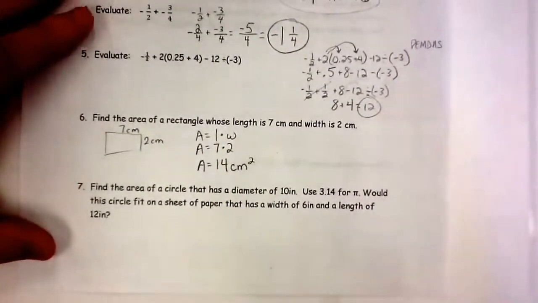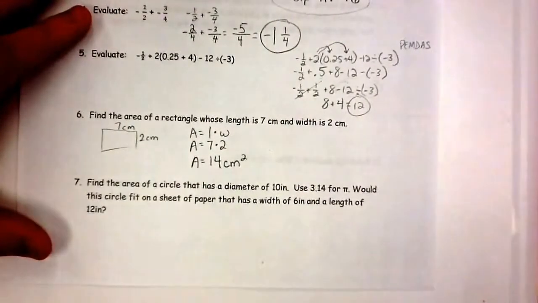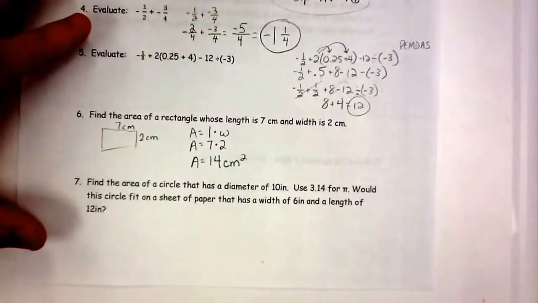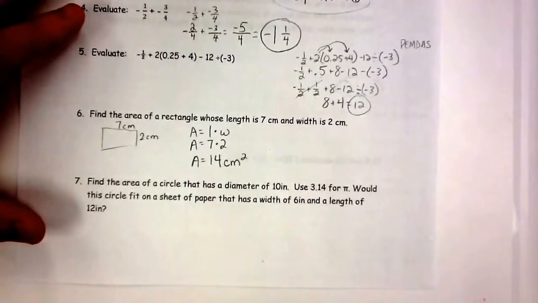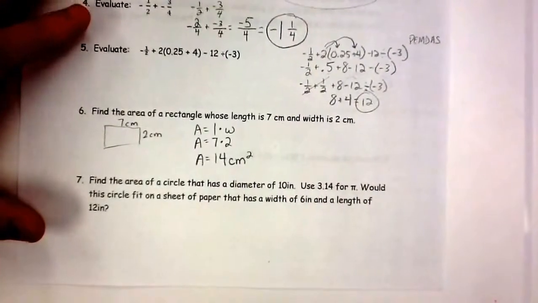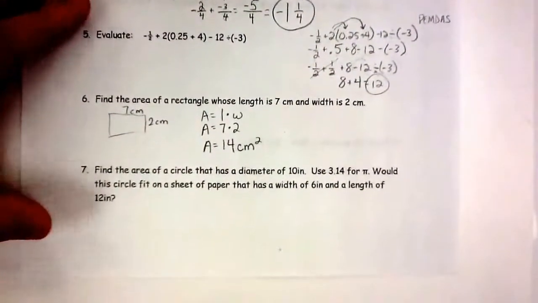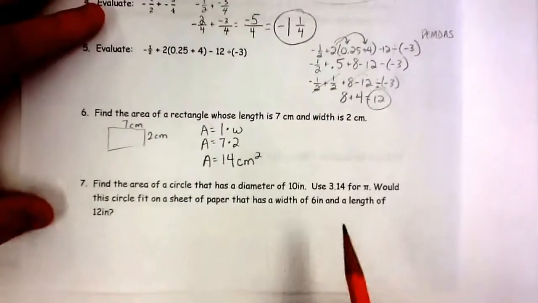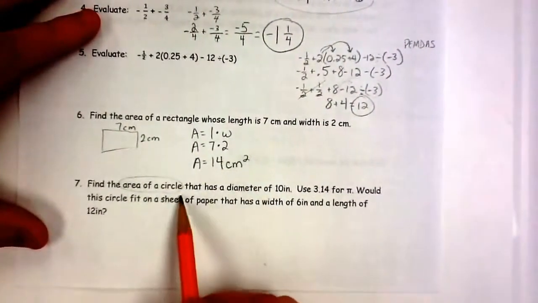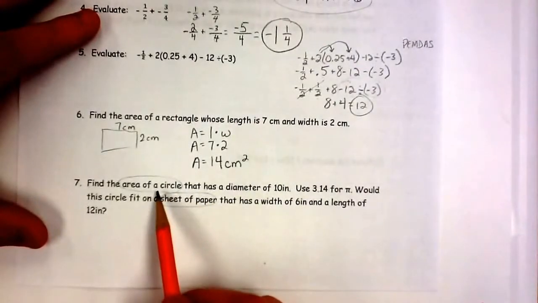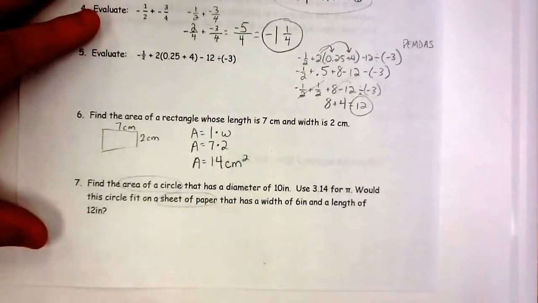Number 7, find the area of a circle that has a diameter of 10 inches. Use 3.14 for pi. And secondly, it wants to know, would this circle fit on a sheet of paper that has a width of 6 inches and length of 12 inches? This is a tricky question. First, we need to find the area of the circle. Then we need to find the area of this sheet of paper, and we need to decide, is that circle going to fit on that sheet of paper?